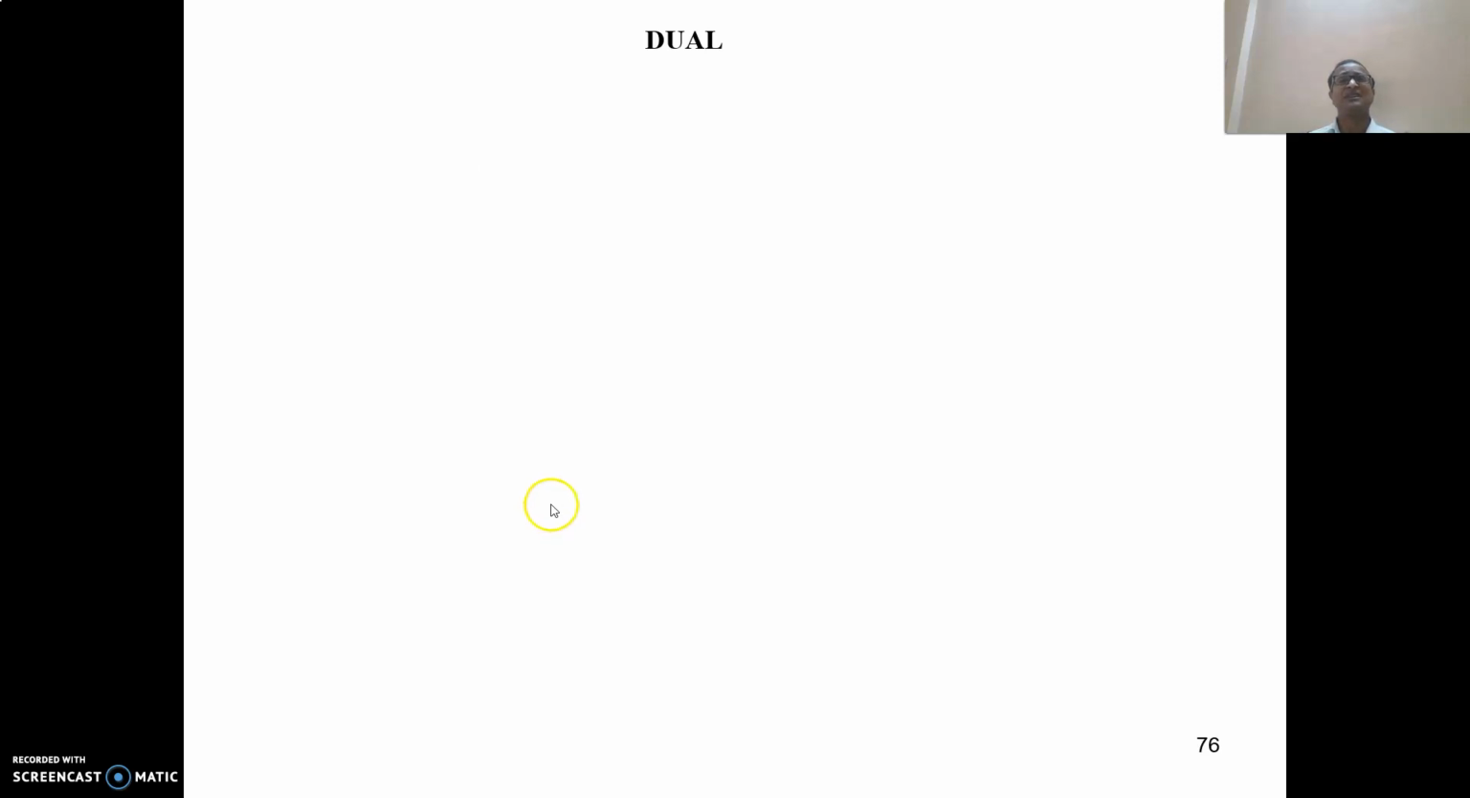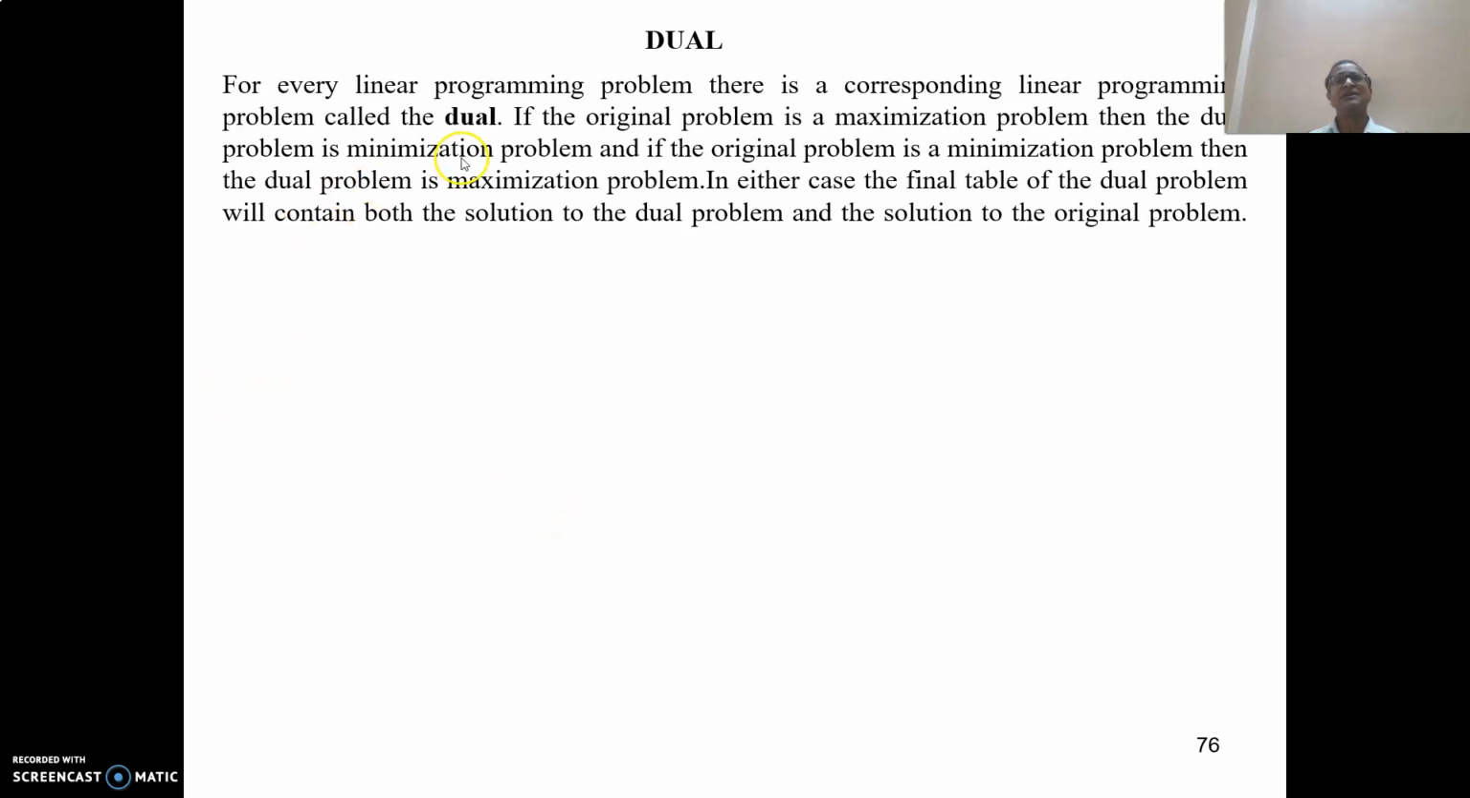Then what is the dual? For every linear programming problem there is a corresponding linear programming problem called the dual. If the original problem is of maximization, its dual problem is of minimization. The problems you have seen up till now in the simplex method, two-phase method or BEGIN method are primal problems, where the number of constraint equations is very small.